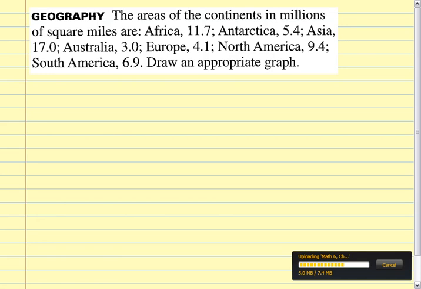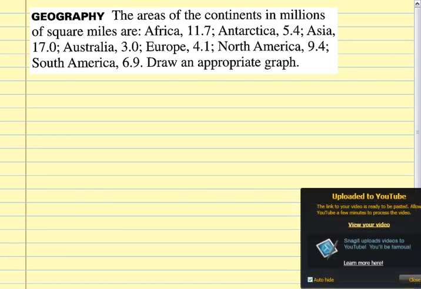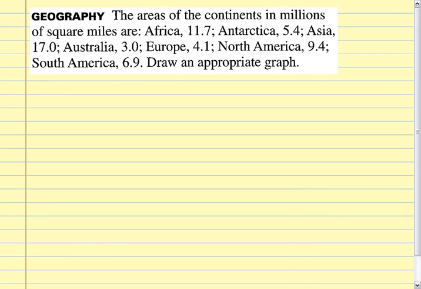Okay, folks, it says geography. The areas of the continents in millions of square miles are Africa, 11.7, Antarctica, 5.4, Asia, 17, Australia, 3.0, Europe, 4.1, North America, 9.4, South America, 6.9, and then it says draw an appropriate graph.